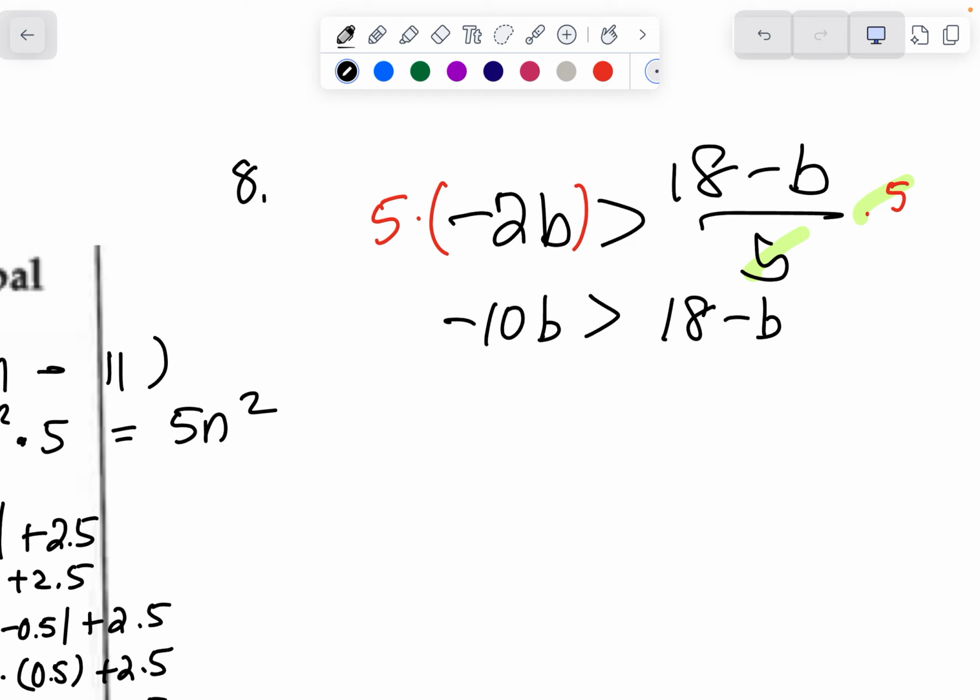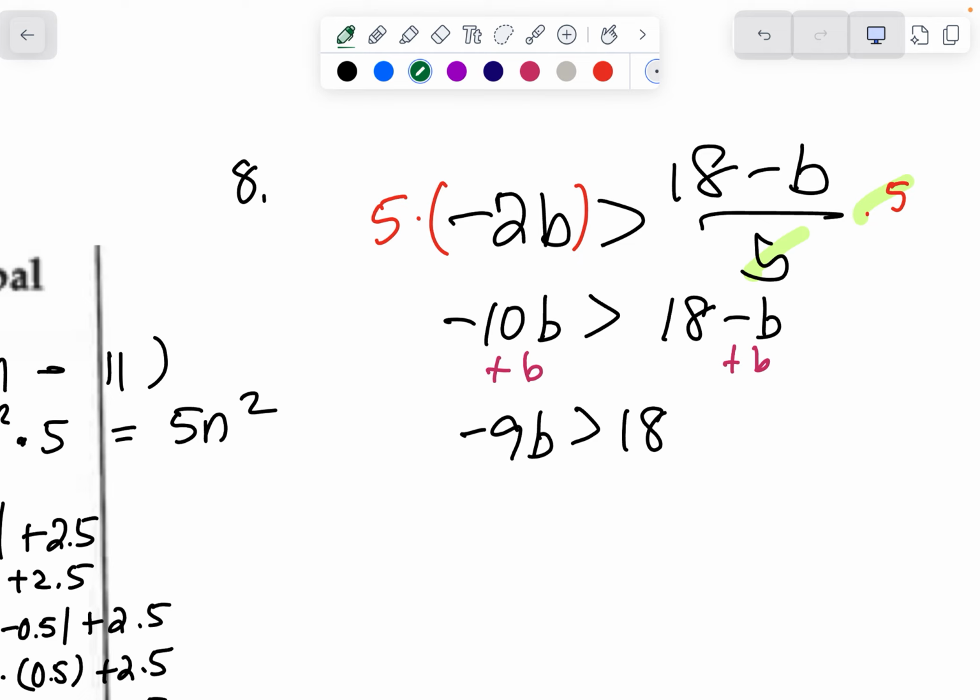Now it's just an inequality. Let's get everything to one side, or the variables to one side. And we can do that by adding b to both sides. And since they're opposite signs, we're going to subtract. We're going to get a negative 9b is greater than 18. And then we have to divide off the negative 9. Now, when we divide by negative 9, what do we have to remember? Because this is an inequality.